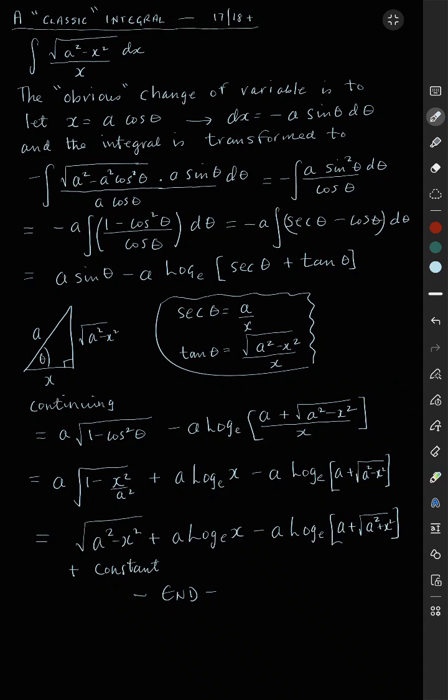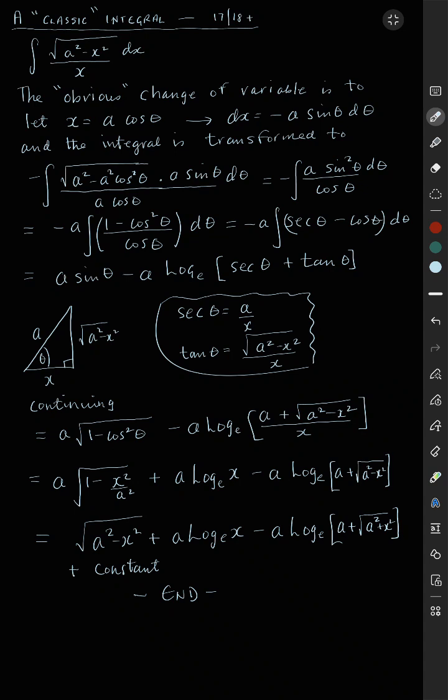And integrating the a cos theta, that becomes a sine theta, and the integral of sec theta, that's a standard integral, that's minus a log to base e of sec theta plus tan theta.